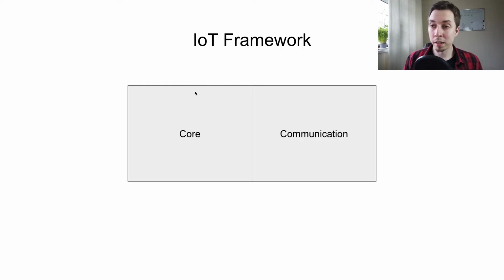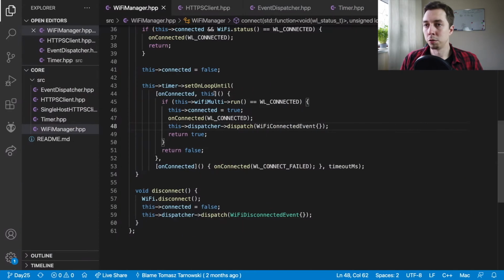Let me start by explaining the two main parts the IoT framework I'm going to be building is going to be split into. We've got core and communication. The best example to show you what I mean by core and communication is the core library that is going to be the base for the IoT framework. I'm going to turn this library into a framework library. And what we're going to look at is these four classes: Wi-Fi manager, HTTPS client, event dispatcher, and timer.